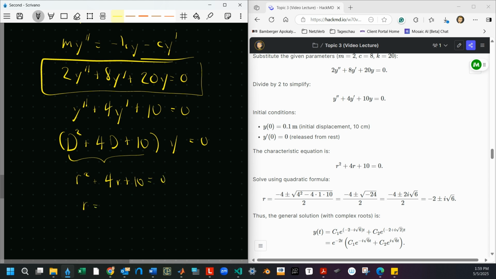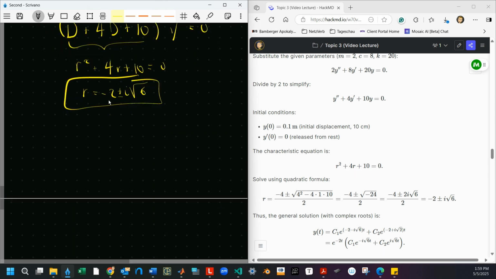I'm going to get r equals minus 2 plus or minus i square root of 6. That's what you get, and that's just from the quadratic formula. And we do get a complex number here. That's not surprising. We have a spring, so it's moving up and down and up and down. So there's some sort of oscillation, and almost always when you have oscillations, there are complex numbers in the thing. The point is like e to the i theta, the unit circle in the complex plane going around and around. So that's the idea.